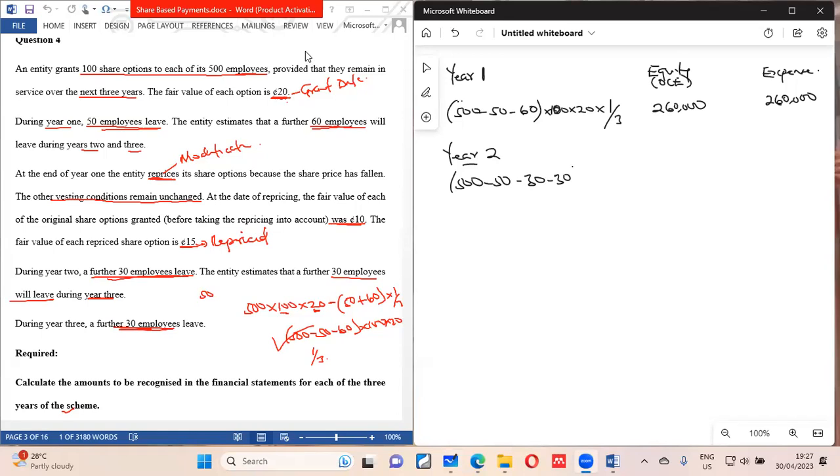Did you agree with Elikem? No, please. But do you agree with Stephanie? Yes, please. So we can go ahead and multiply by 100 options by 20, by what? 2/3. So what will we get from that?